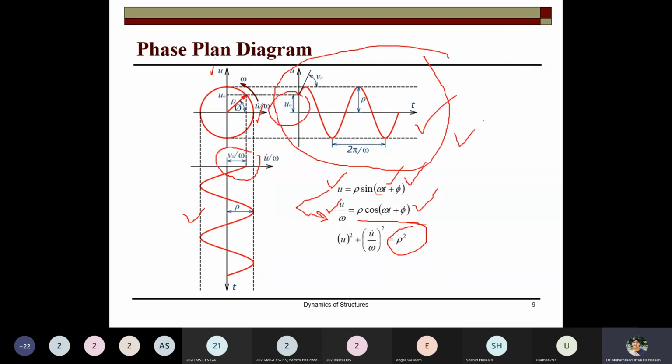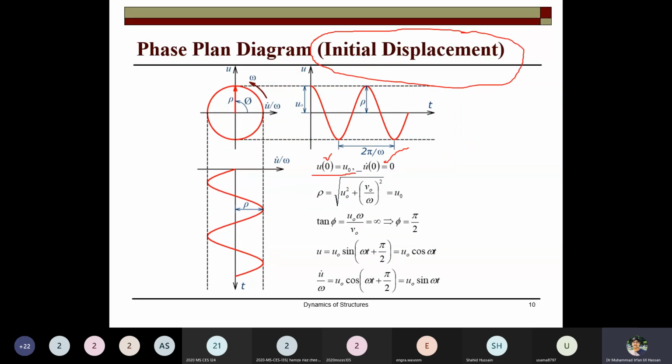Here both V naught and U naught were present. In this case, U naught, the velocity, why is the velocity 0? Because the slope of the line at the 0 point is 0 degrees. The slope is telling you the velocity value.